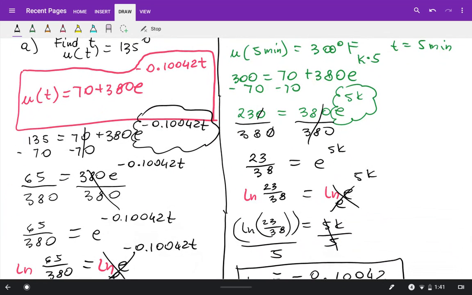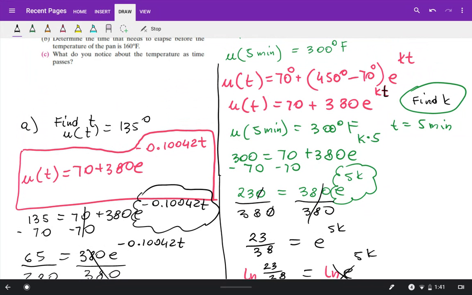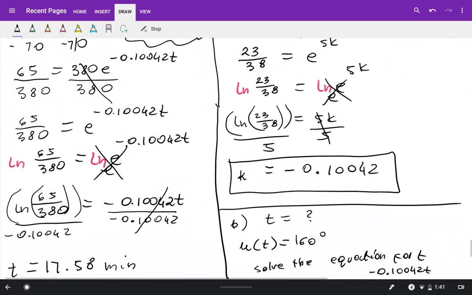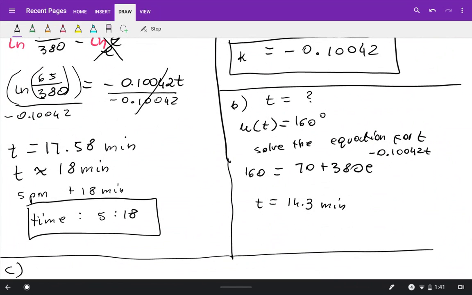As time passes, you guys see that the temperature is dropping. After 18 minutes, the temperature is 135. After 40 minutes, the temperature is 160. So with time, the temperature of the pizza pan is decreasing, but the most important thing is that the temperature approaches the room temperature. That temperature will be approaching actually 70 degrees Fahrenheit, because that's the room temperature.